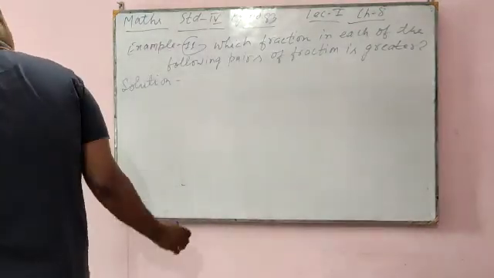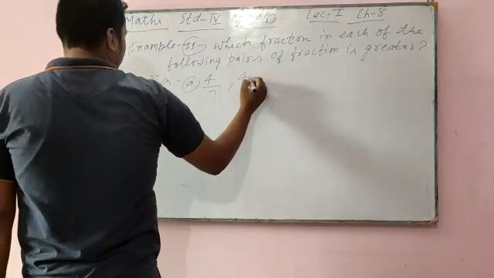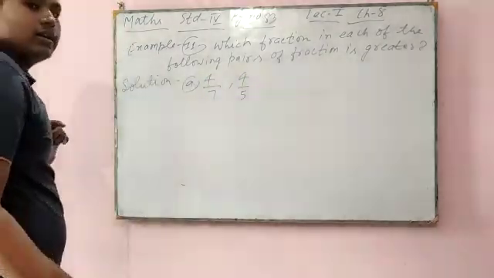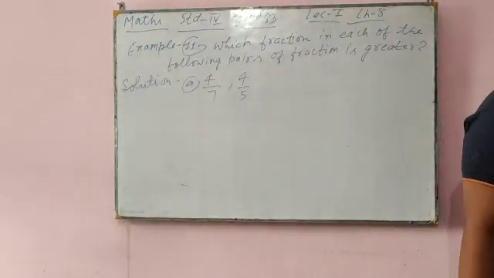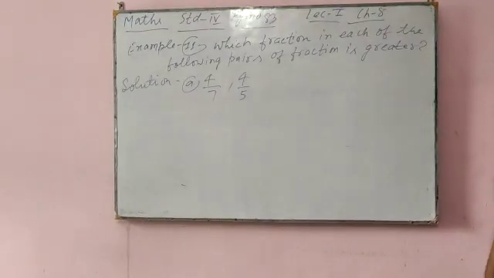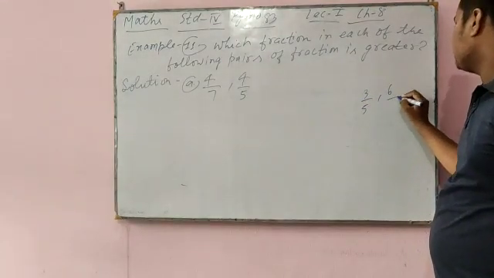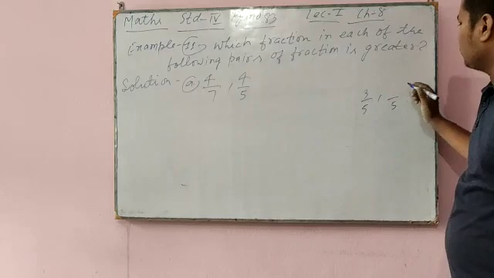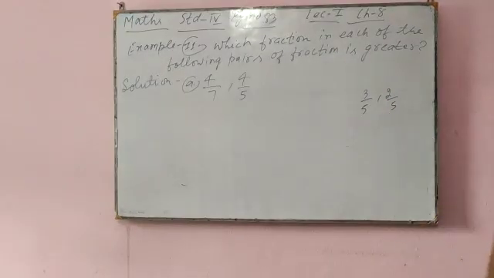See, the first question is 4 by 7 and 4 by 5. In earlier classes, I taught you example 10. In example 10, the denominator was same, like 3 by 5 and 2 by 5 was there. In example number 10, the denominator was same.